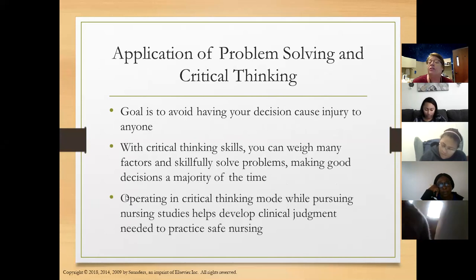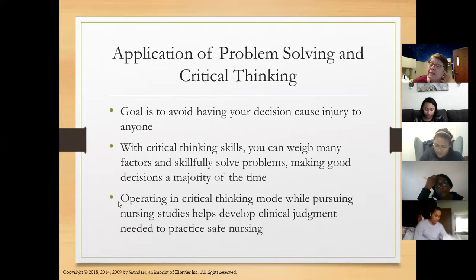So our whole goal is to avoid having any decision you make cause an injury to anyone, right? Do no harm. It's one of our first rules. So when we're using critical thinking skills, we weigh as many factors as we can to make good decisions the majority of the time. And if you start practicing this critical thinking model now, when you get into clinical, and you're past your boards and you're a nurse, you will be able to provide safe nursing because you're already skilled at doing this.